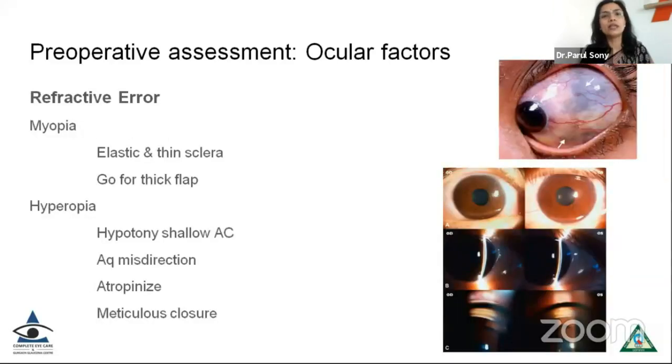Again, knowing if the patient is a very high myope is very, very important, because in high myopic patients you have thin sclera, so you should avoid using anti-metabolite agents. One can go in for Ologen implants and try to go in for thicker flaps.